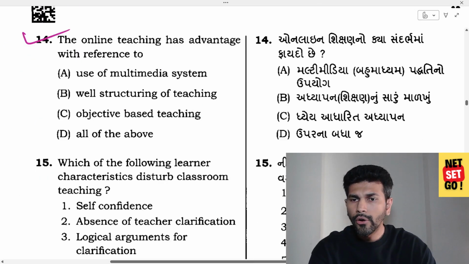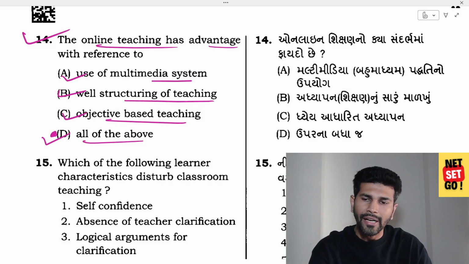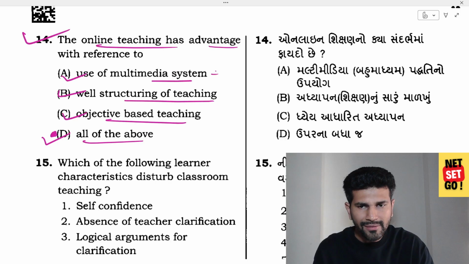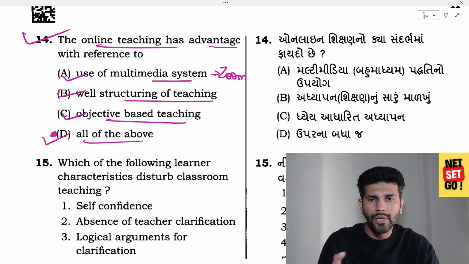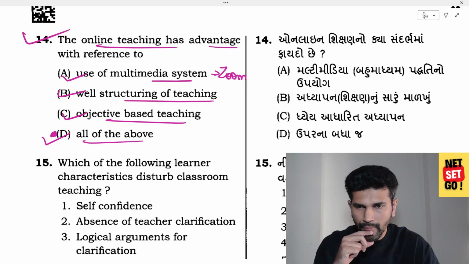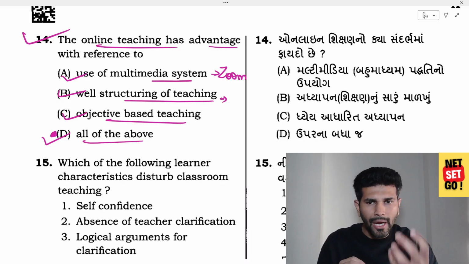Next, the online teaching has advantage with reference to use of multimedia system, well structuring of teaching, objective-based teaching, and all of the above. Option D is correct answer, all of the above. It means online teaching has advantage of use of multimedia system, meaning through Zoom or Google Meet we attend lectures. Well structuring teaching means well planned teaching.